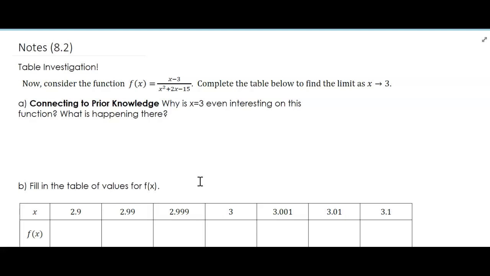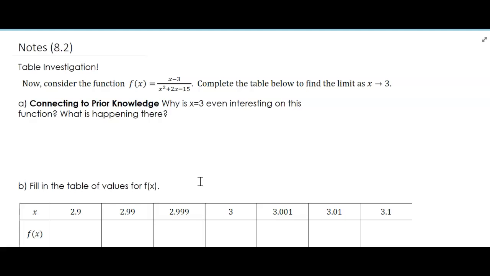And so if we're looking at the top of our notes here, saying, hey, consider this function f of x, which is a rational function, and we know that there are different key features that we can come up with for rational functions, some crazy things going on there. And it wants us to complete the table below to find the limit of f of x as x approaches 3.